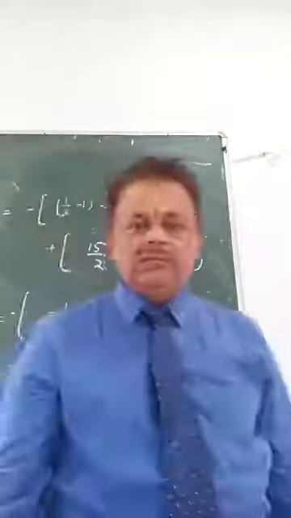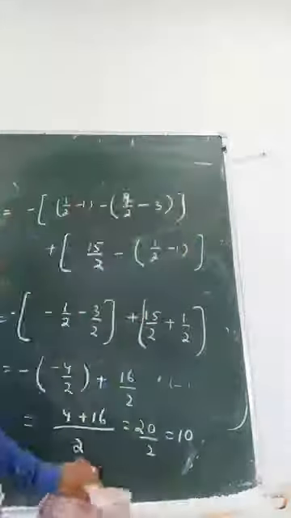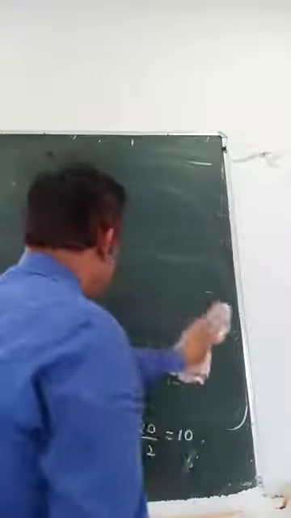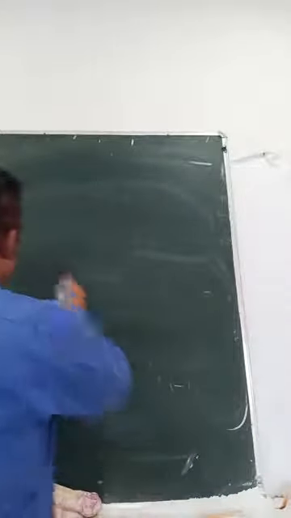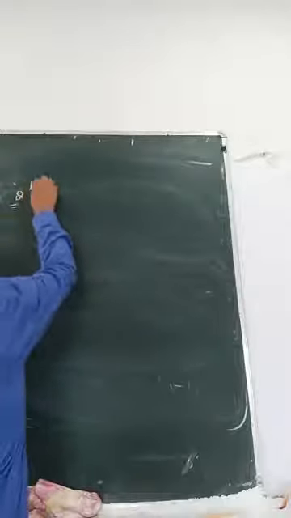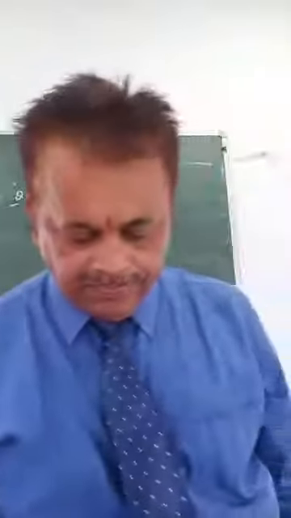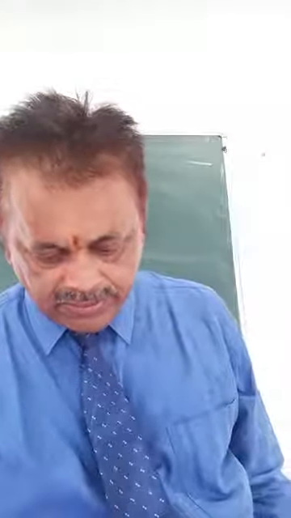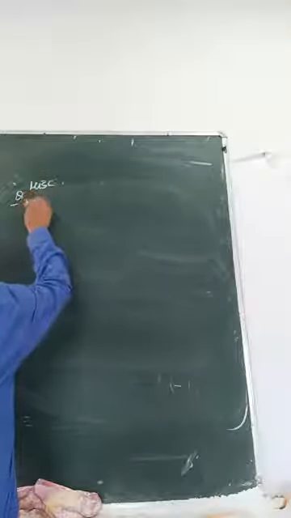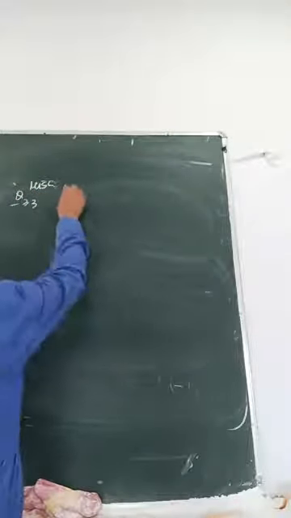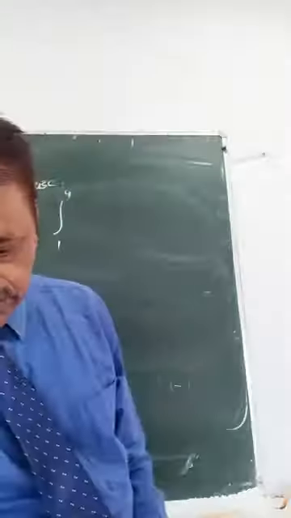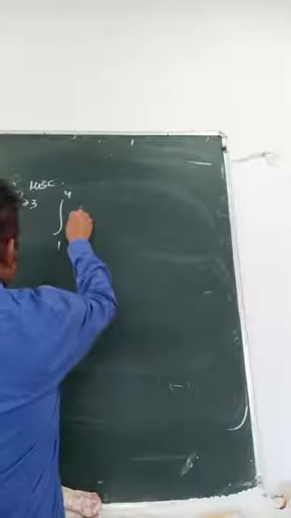There are some questions in your textbook. But see another question. Go to your miscellaneous exercise. There is a question there. Which question? That is question number 33. It is integral from 1 to 4 of modulus of x minus 1, x minus 2, x minus 3.